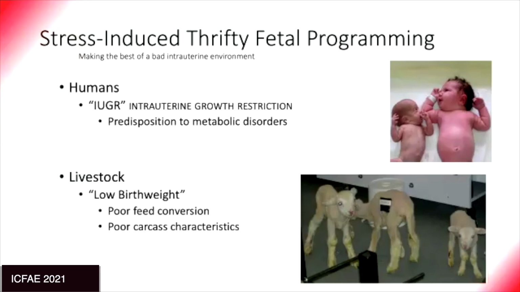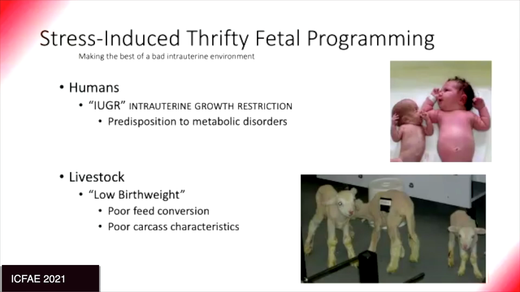And we know this from lots of epidemiological studies performed in humans. We know that individuals that are born with low birth weight due to intrauterine growth restriction are actually about 18 times as likely to develop things like obesity, type 2 diabetes, hypertension, hyperlipidemia, all of these metabolic disorders later in life.